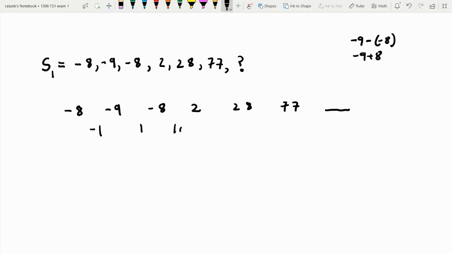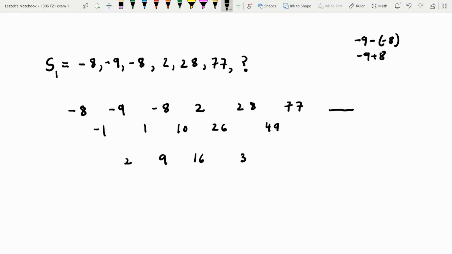And then you get 10, 26. Okay, and then you keep doing this. So now we have 1 minus a negative 1, which gives us 2. And then 9, 16, 30, 19, and then 49, so that's 20, 23. And then finally 9 minus 2, 16 minus 9, 23 minus 16.